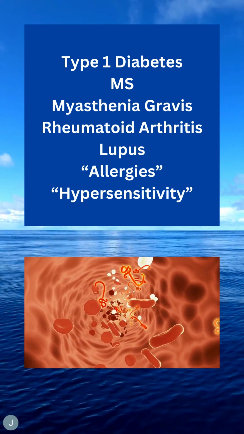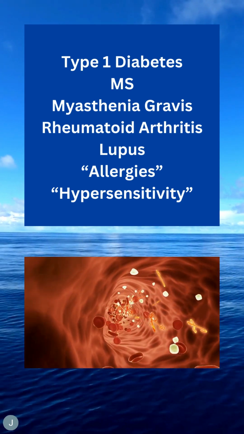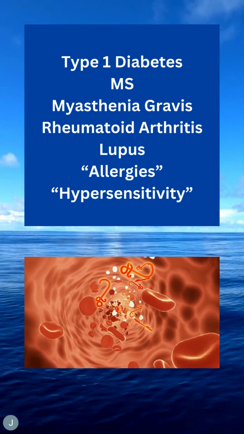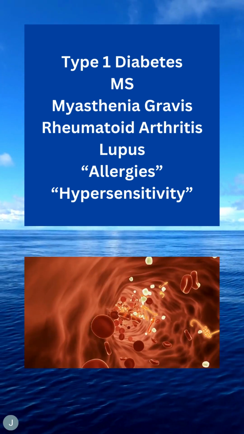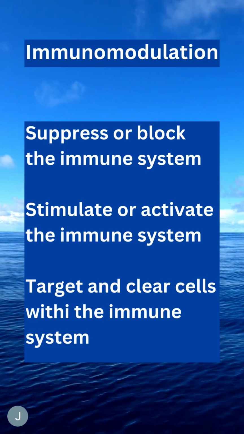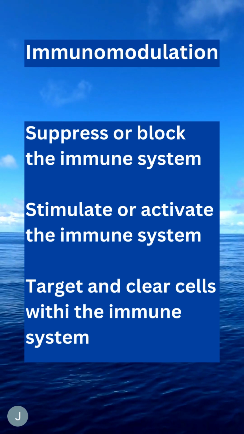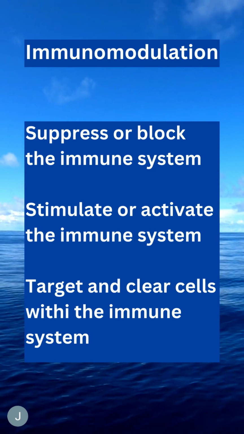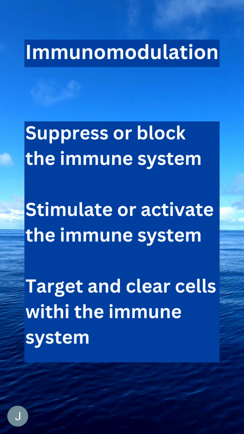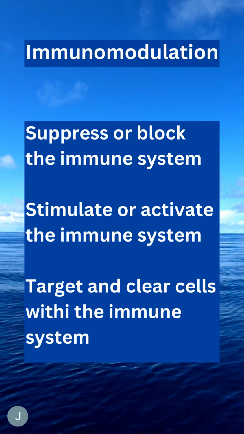In these pathological cases, immunomodulation is essential to manage the consequences of a deregulated immune system. And immunomodulating agents can be categorized based on their actions. Some immunomodulating agents suppress or block the immune system, which is beneficial in treating autoimmune diseases, allergies, asthma, inflammation, and during organ transplantation, while others stimulate or activate the immune system, which can be useful in fighting viral infections, cancer, and so on and so forth.